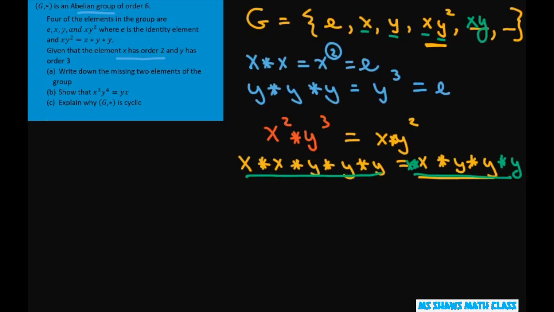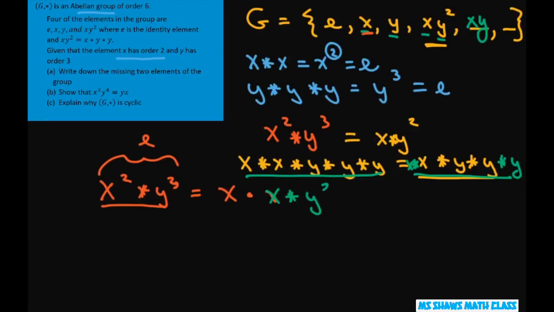Now, the next one, we're going to have an X star Y cubed, and we're going to set this to equal, let's do X. So we know this part here equals E. So to get this, what we'd have to multiply this by is X star Y squared. So these 2 are equal. But we already have that, so we don't need to add that to the group.